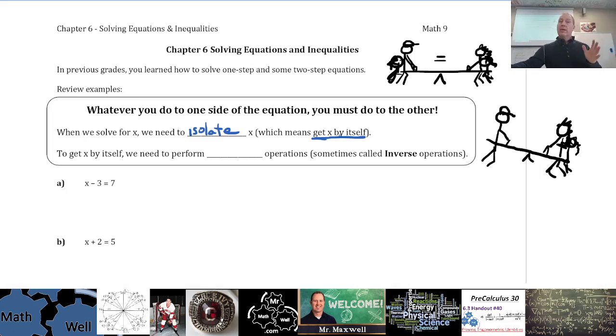So you want to get x all by itself, which means that it has to be positive. Let's not leave it as a negative. It has to be positive. And the coefficient, the number in front, has to be a 1. So that looks like there's no number in front. So positive and a coefficient of 1, let's say. 1 is the coefficient. Do you remember what the coefficient is? We learned that in chapter 5, I think, right?